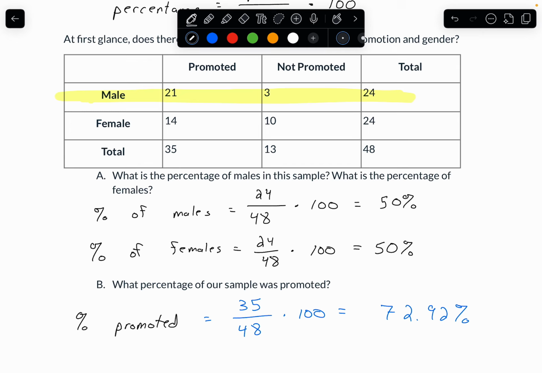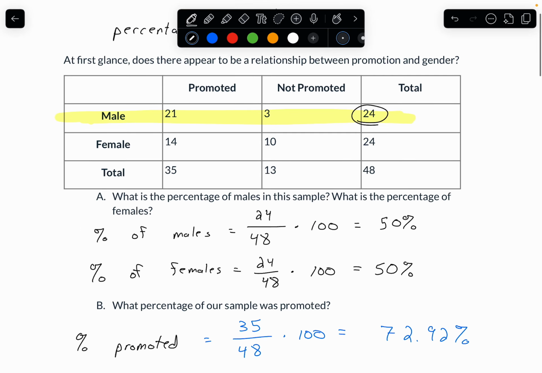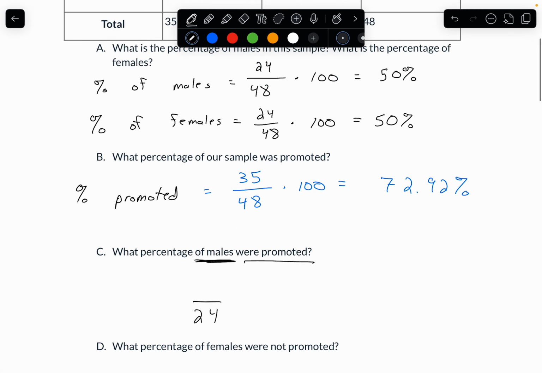So first of all, how many total males did we have? We had 24. It's different than 48. So out of the 24 total males, how many were promoted? I can scroll back up and say, out of those 24 individuals, 21 of them were promoted. So 21 out of 24 times 100.